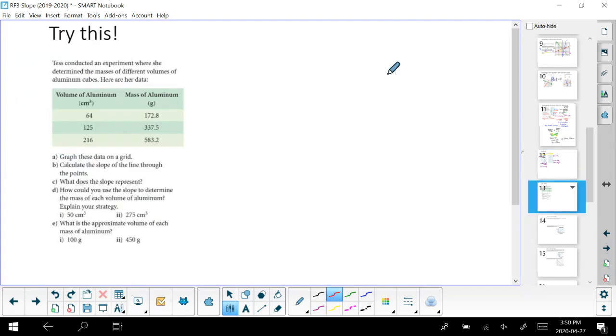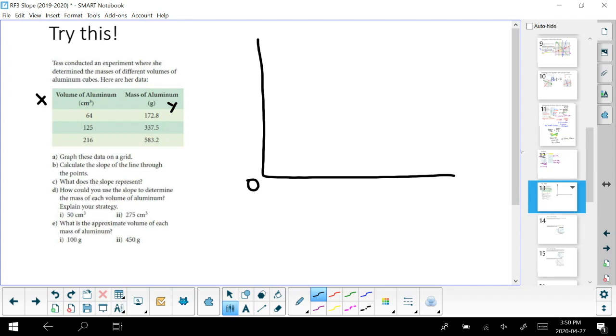In this example here, we're actually given each of our data points that we're going to have to graph, and then we are going to calculate the slope as well as answer a couple of different questions. So starting off with our x and our y-axis, let's come up with a reasonable scale for this. We know that along our x-axis, we're going to be representing our volume of aluminum in cubic centimeters. And then along our y-axis, we're talking about the mass of aluminum in grams.